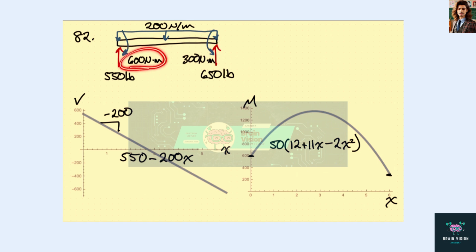One is 600 newton meters, the other is 300 newton meters, and then we have a uniform distributed load of 200 newtons per meter acting over the length of the shaft.